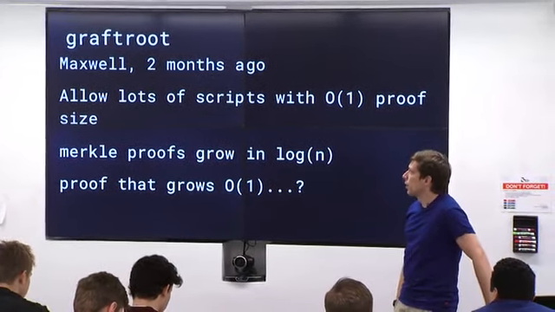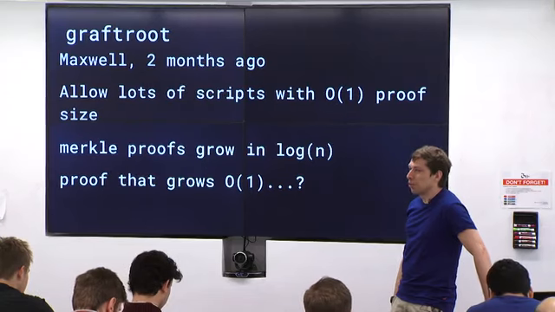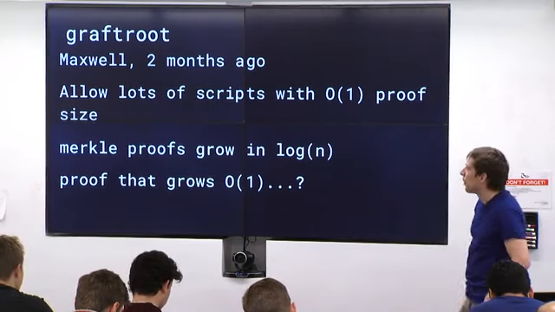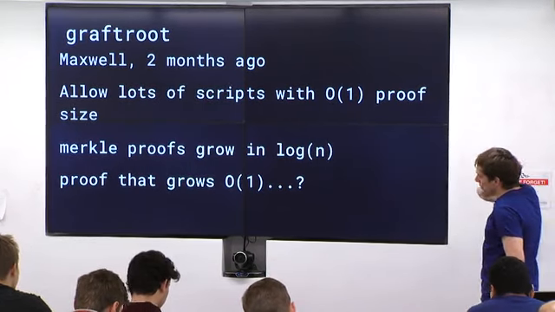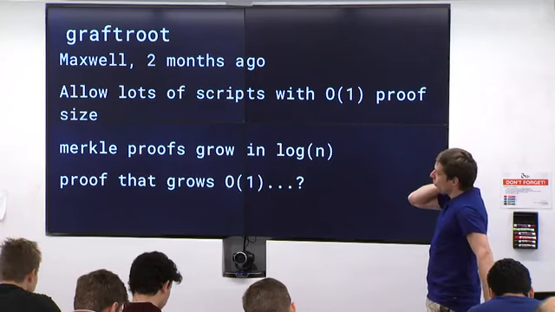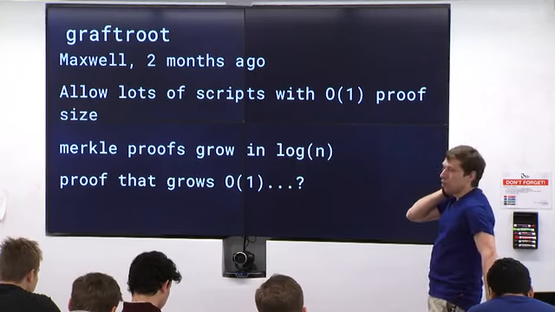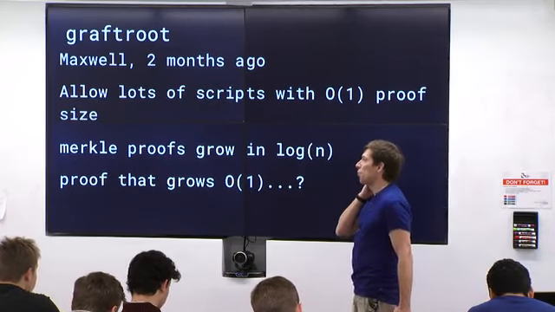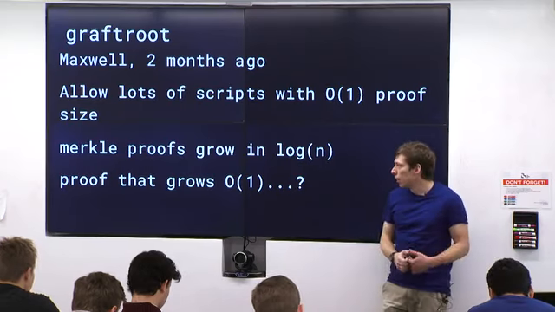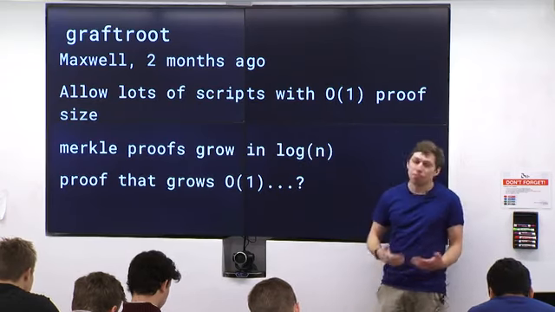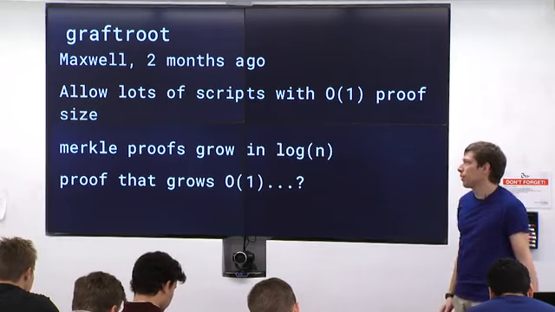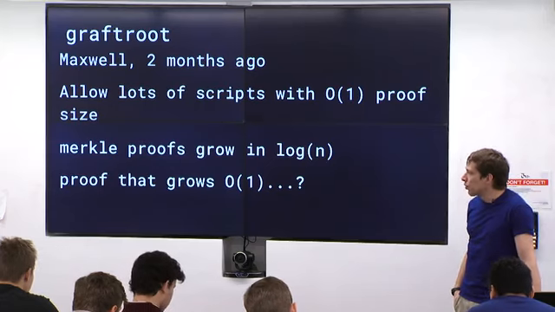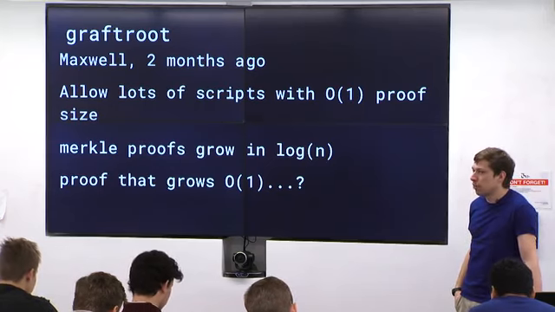Also from Greg Maxwell, like a week or 2 after Taproot. They're not actually that similar, but people were sort of talking about it. So the idea is to allow a lot of scripts with a proof that goes up in size with O of 1, aka it doesn't go up in size. So the Merkle proofs in MAST grow in log n. So if you've got a million different scripts, you're going to take something like 20 hashes or whatever to prove that. What's a proof that grows in O of 1 of the number of things being proven?